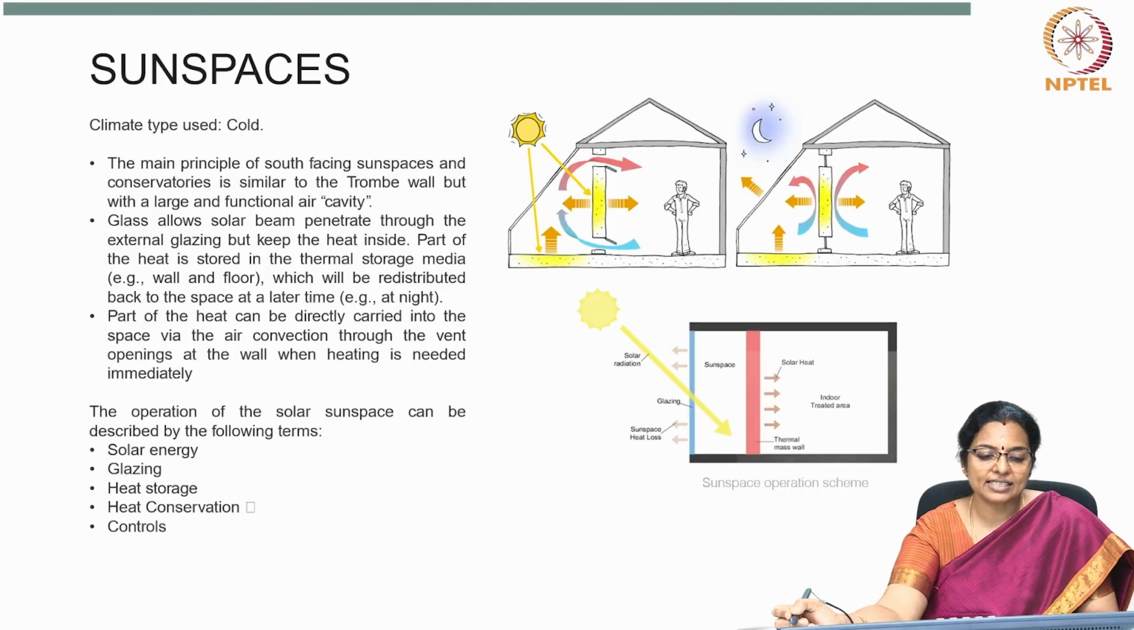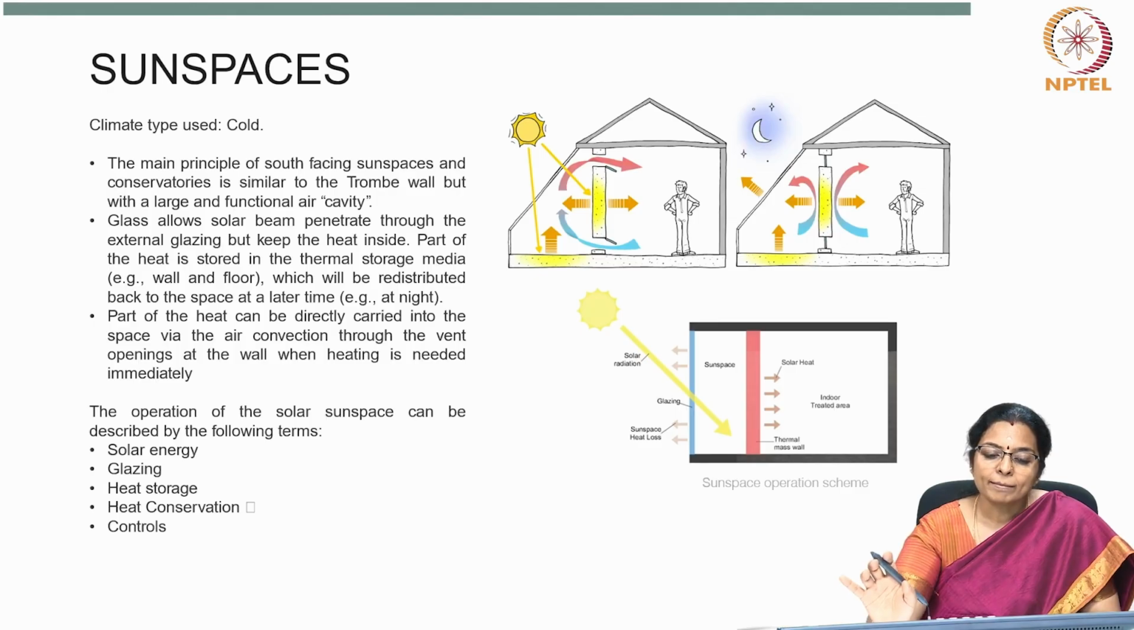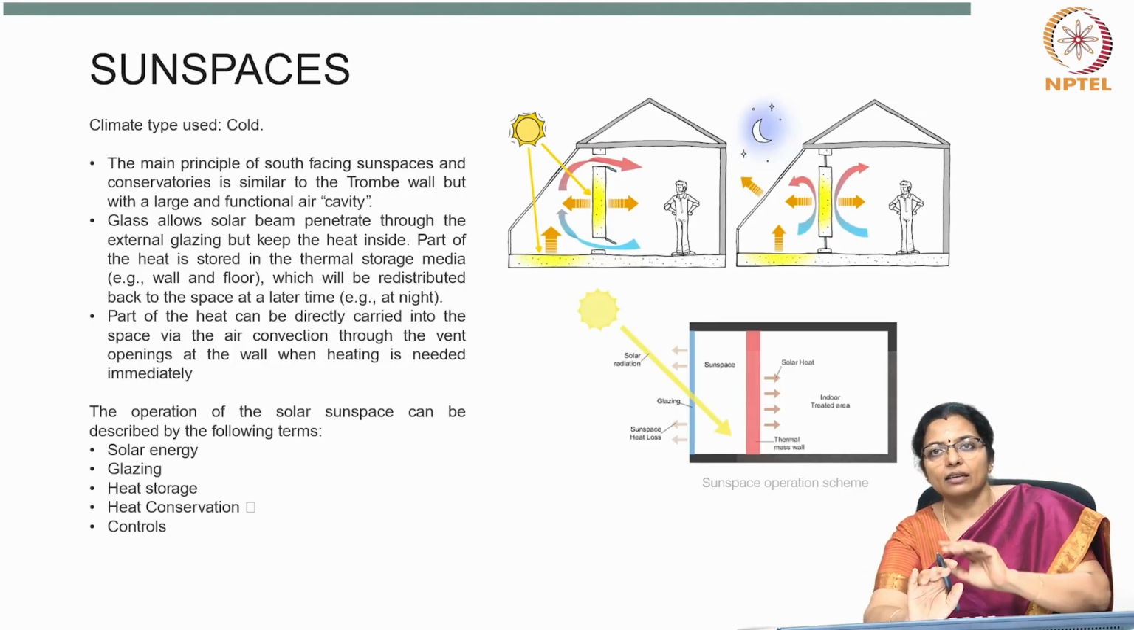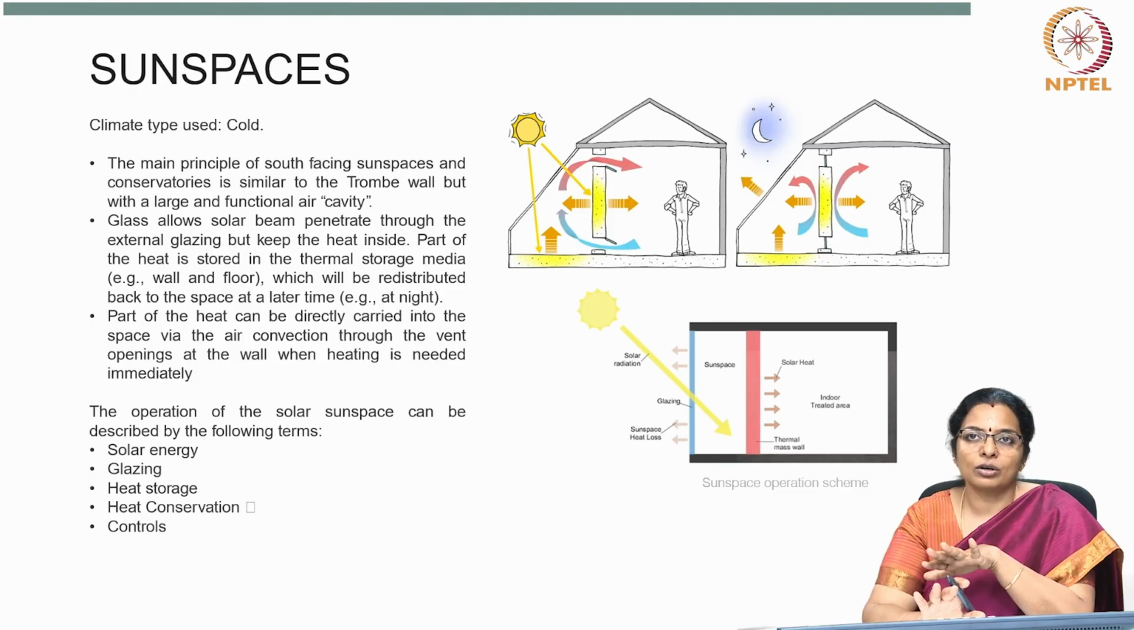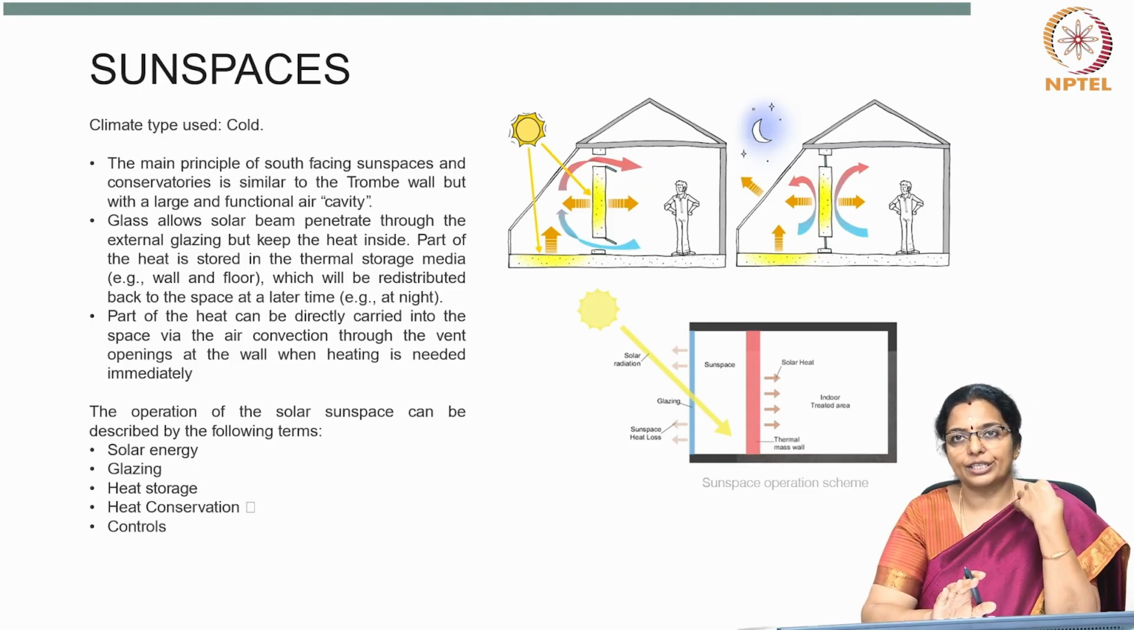sun space or the small air space has flown in during the day. Next, we will see sun space. This is also used in the cold climate. The main principle is that this acts on the principle of direct radiation.